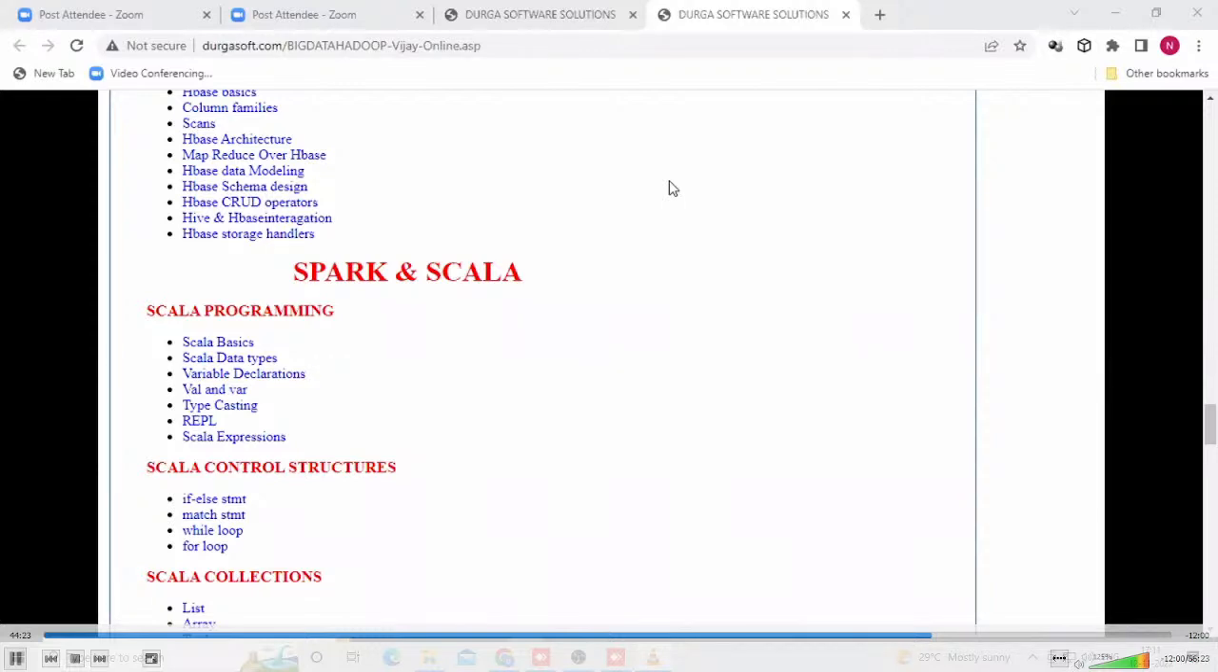Which distribution will you teach? Hadoop, that is MapReduce and Hadoop. Is it Cloudera or Hortonworks? Which one will you teach? Cloudera. Will you teach Cloudera Manager, or individual installation of the components?